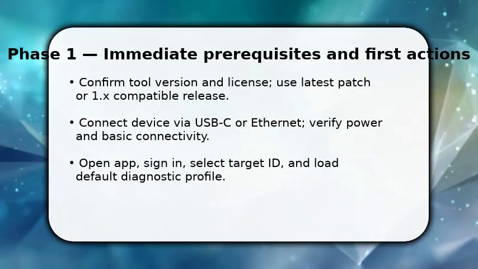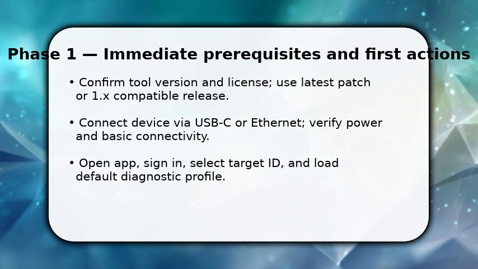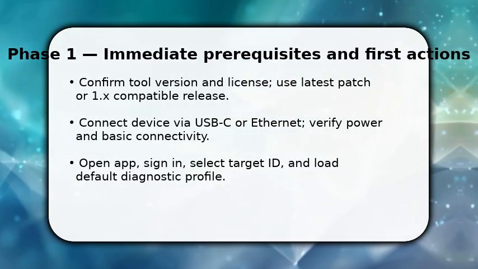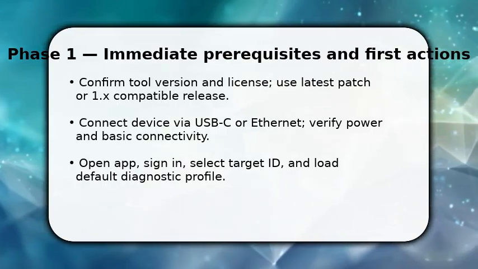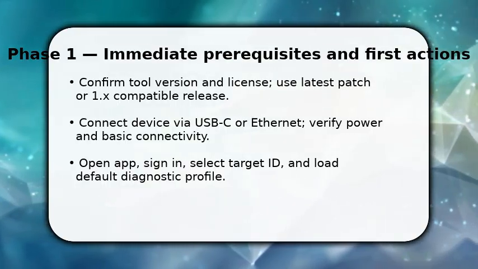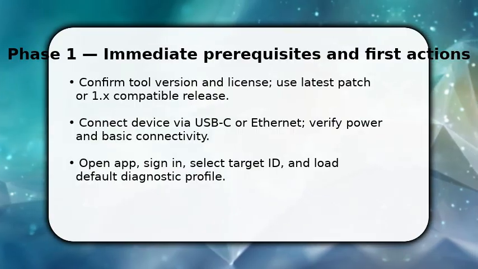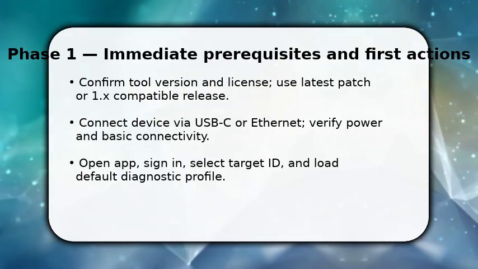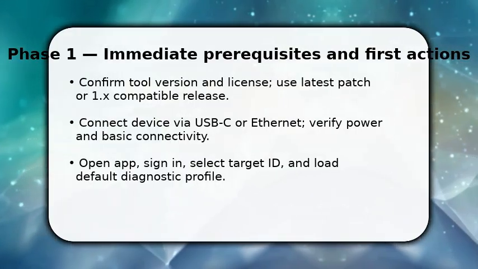You should confirm the tool version and license now. Pick the latest compatible patch so results match documentation. Once connected, plug the device into USB-C or Ethernet and make sure power is stable. Flaky power corrupts logs. Next, open the app, sign in with your credentials, and select the correct target ID.